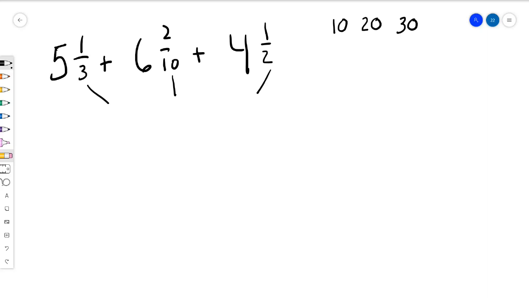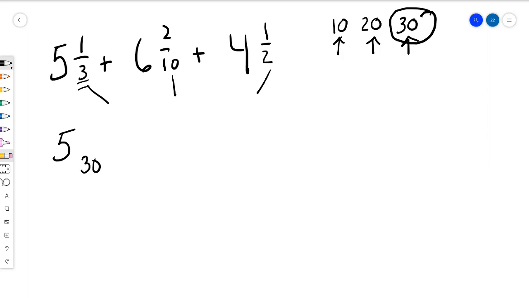So look at the number 10. 3 does not go into 10. Let's look at the number 20. Our denominator here, 3, does not go into 20. Let's look at the number 30. Does 3 go into 30? Yes. 10 goes into 30 evenly? Yes. And 2 also goes into 30 evenly. So our least common multiple, or our common denominator, is going to be 30 for this set of mixed numbers.